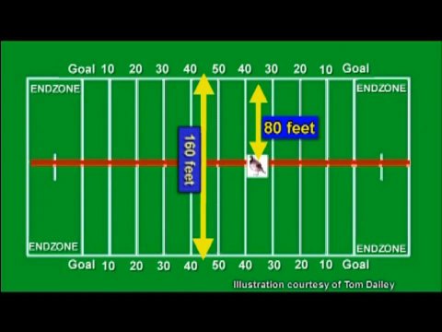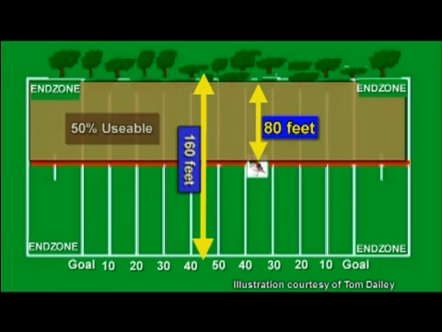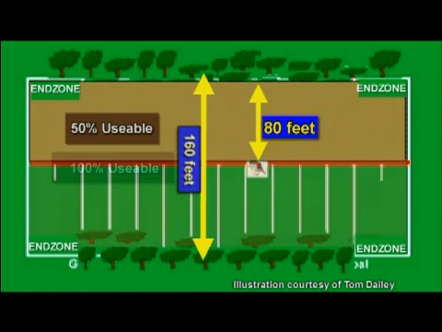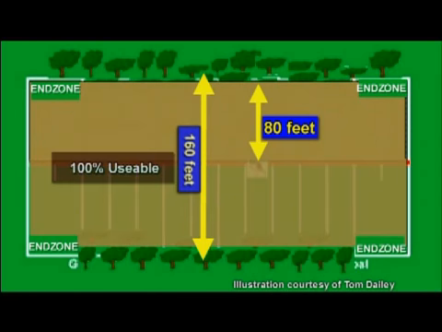Add woody cover along one sideline, and with quail located within 80 feet from the wooded sideline, one half of the field is usable. Now add woody cover along the other sideline, and the entire field is usable. Quail can be anywhere in the field and still be within 80 feet from woody cover. Again, usable space is 100%. Incidentally, a football field covers about 1.5 acres.